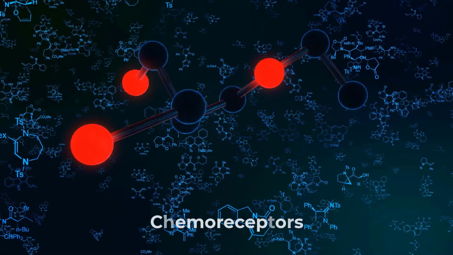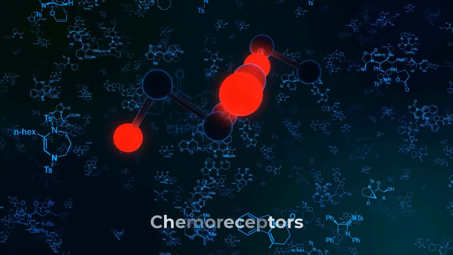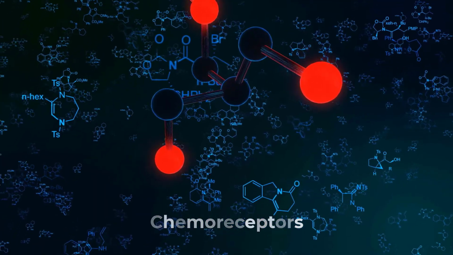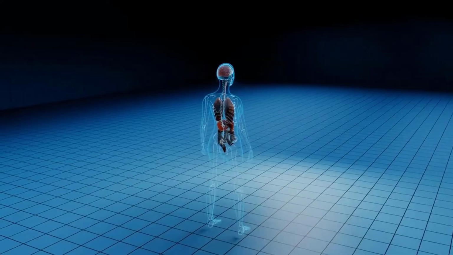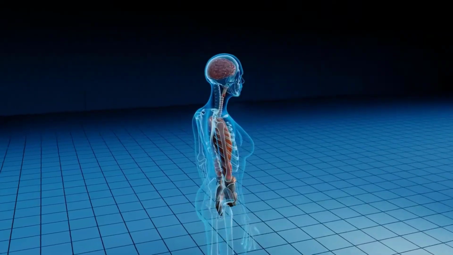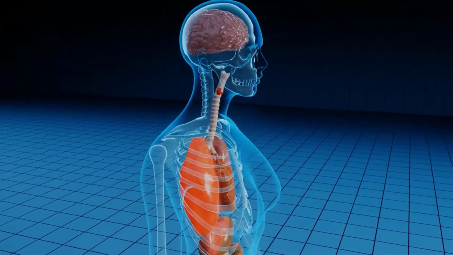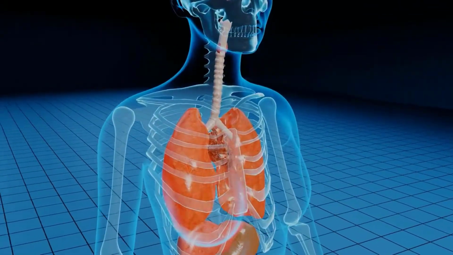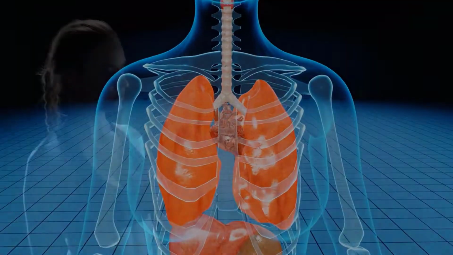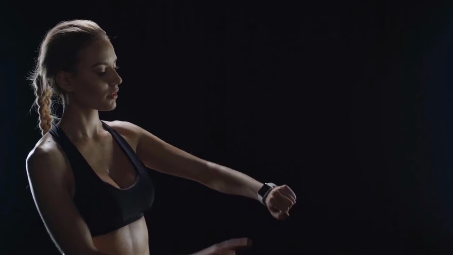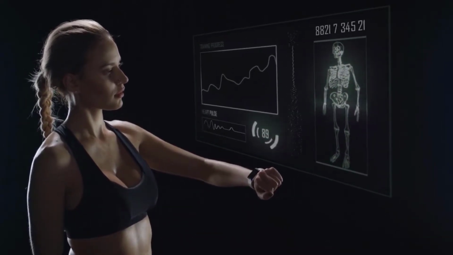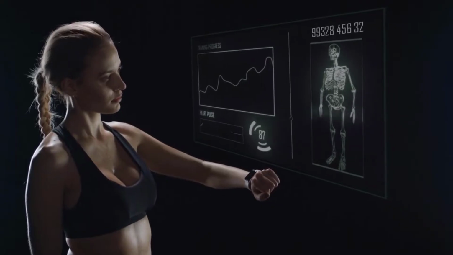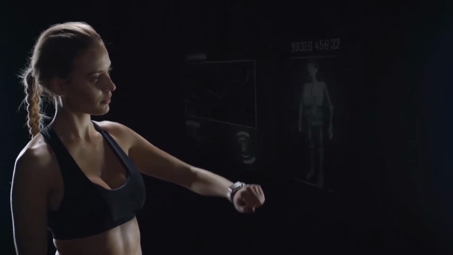Chemoreceptors are specialized neurons that detect changes in the concentration of specific chemicals or compounds. For example, chemoreceptors in and near the respiratory centers of the medulla oblongata are sensitive to changes in pH and carbon dioxide levels. Chemoreceptors of the carotid bodies and aortic bodies are sensitive to changes in pH, concentrations of carbon dioxide, and concentrations of oxygen in the blood.